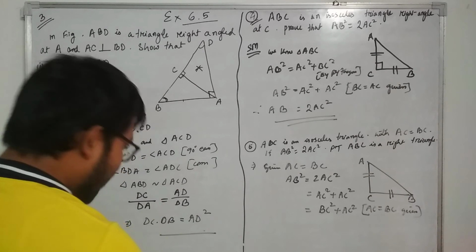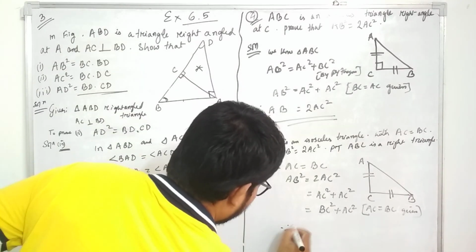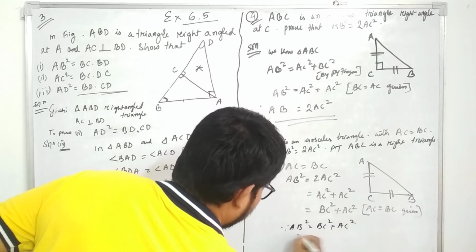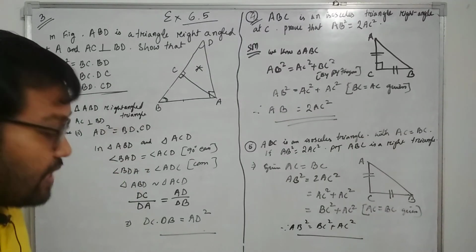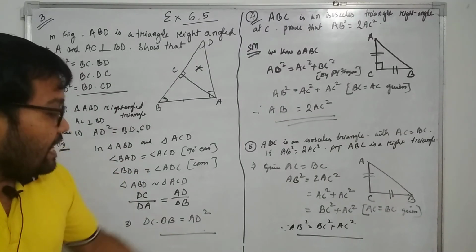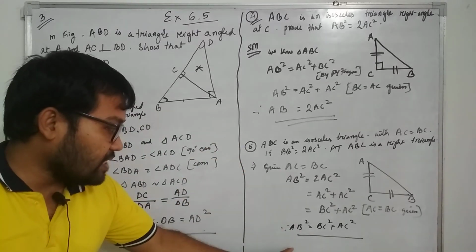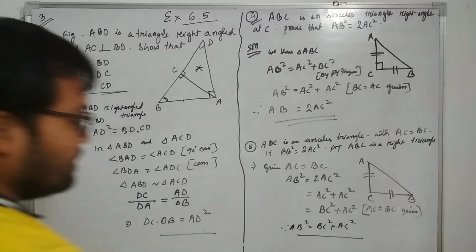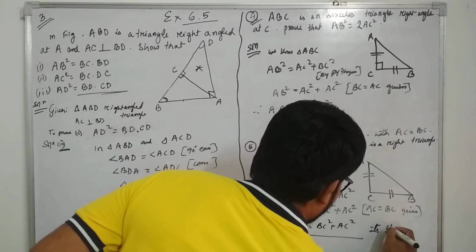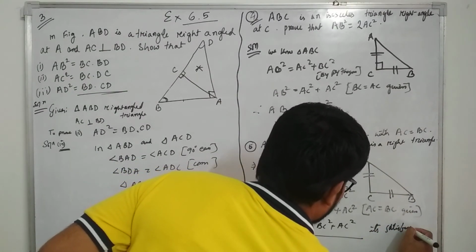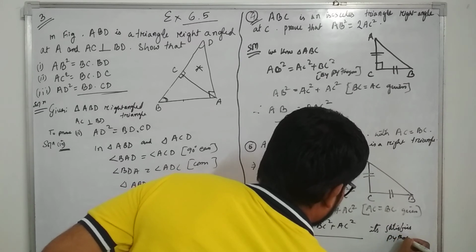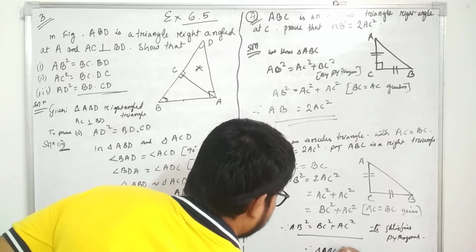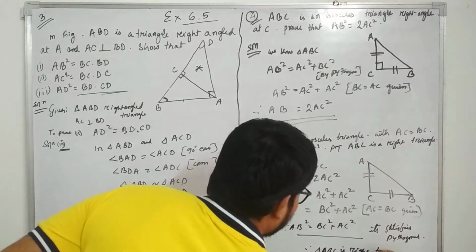Now if you observe the final output, this is AB square equal to BC square plus AC square. This is the Pythagoras triplet for the Pythagoras theorem. If in a triangle hypotenuse square equals base square plus height square, then it is a right angle triangle. It satisfies Pythagoras. Therefore, triangle ABC is a right triangle.